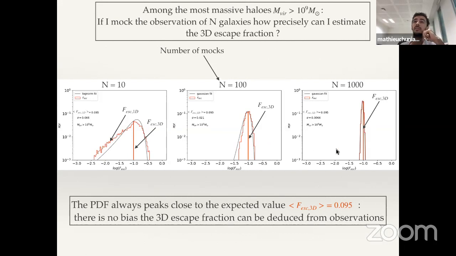And what is interesting is that no matter the number of galaxies, from 10 to 1000, the distribution of the measurement of fesc 1D always peaks at the expected 3D value. And to be more precise, if you calculate the average of the distribution, in red, you always find the same value as the average 3D value for the same group of halos. So this means that there is no bias. With fesc 1D, you can measure the 3D escape fraction.